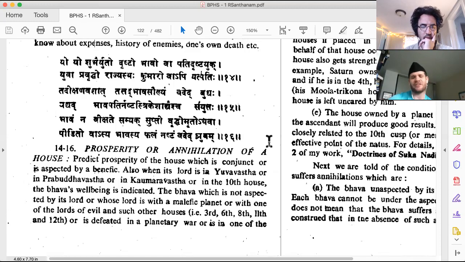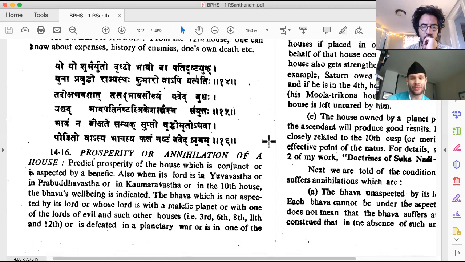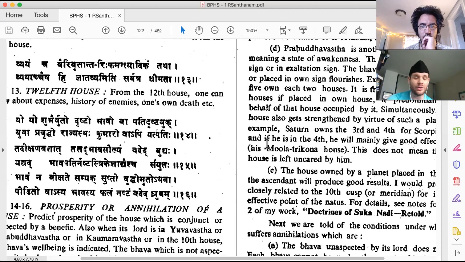It's just like the dignities in Hellenistic astrology. And then you have the opposite, which would be the annihilation. It's basically if the house lord is conjunct with a malefic planet, or if the house lord is in Vriddha or Mrita Avashta, which means old or death state. You can't really do anything when you're old or dead.